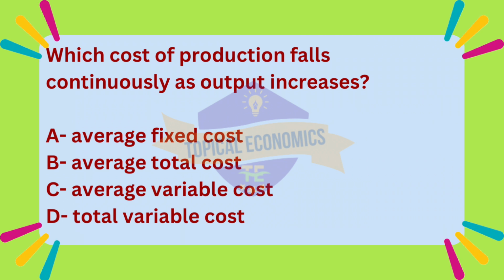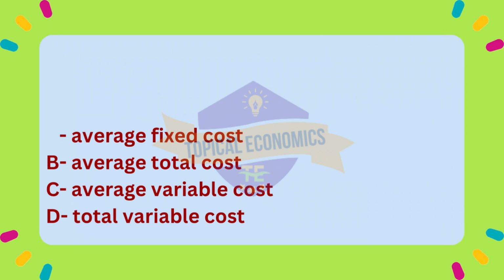Next, option C, average variable cost, AVC, is the variable cost per unit of output. Average variable cost typically decreases at first as production becomes more efficient, but after a certain level of output, it starts to increase due to diminishing returns, so it does not continuously decrease. Lastly, option D, total variable cost, TVC, represents the total variable cost incurred by a firm. It increases with output since variable costs depend on the level of production. Therefore, it does not decrease as output increases.